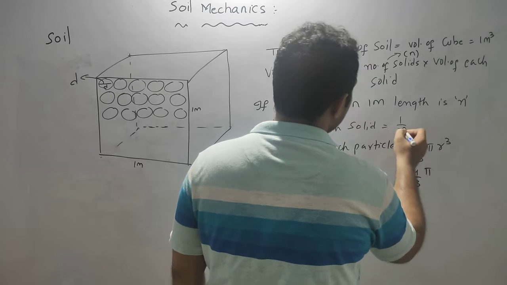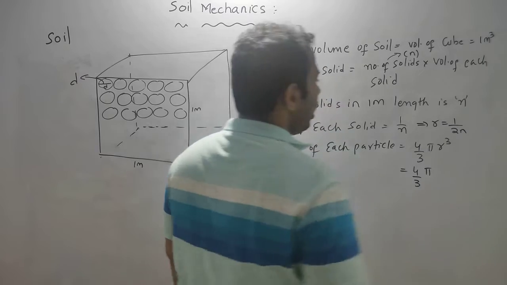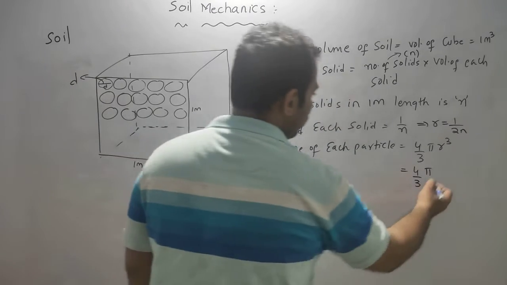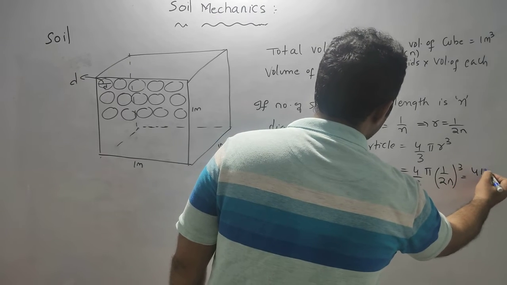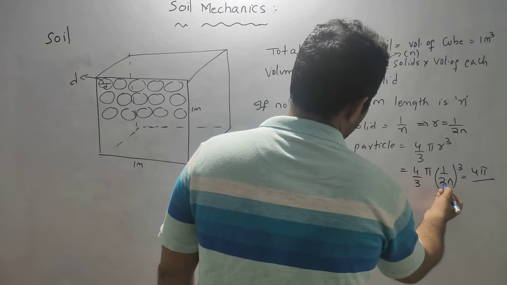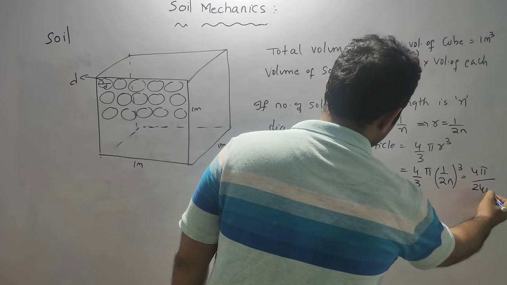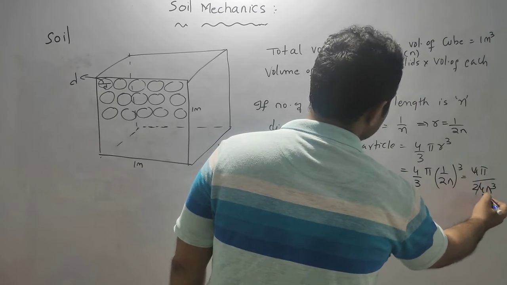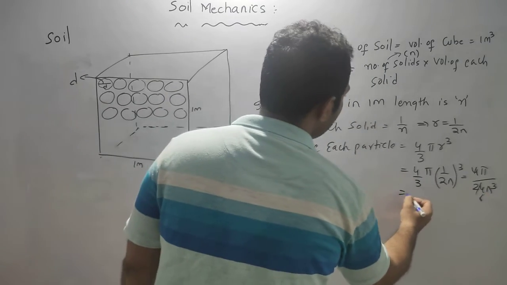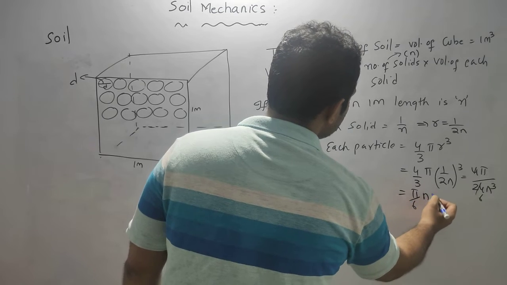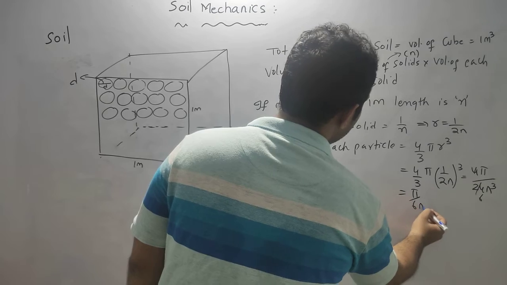4/3 π into what is r? This is the diameter, that implies r is equal to 1 by 2n. So (1/2n) whole cube. That means 4π by 8, so 8 into 3, 24 n³. So this is π by 6 n³. So volume of each particle is equal to how much? π by 6 n³.